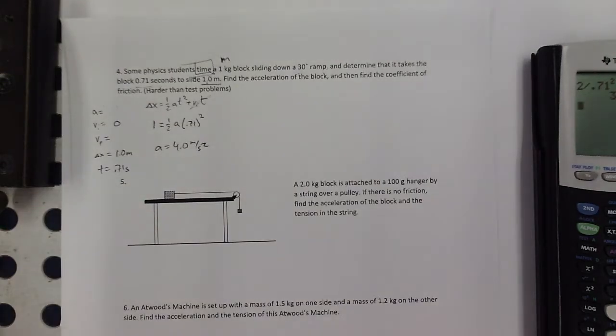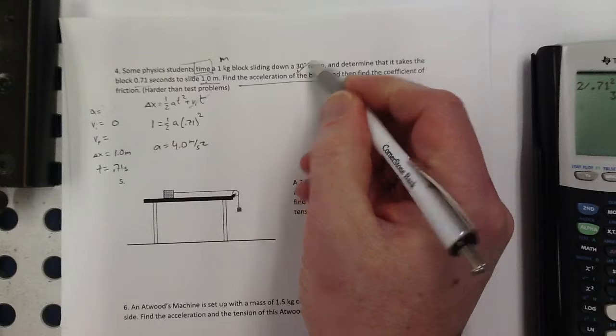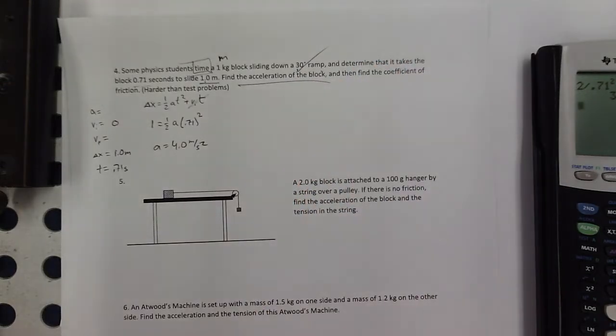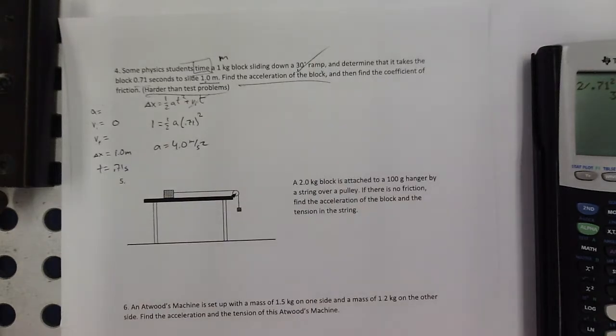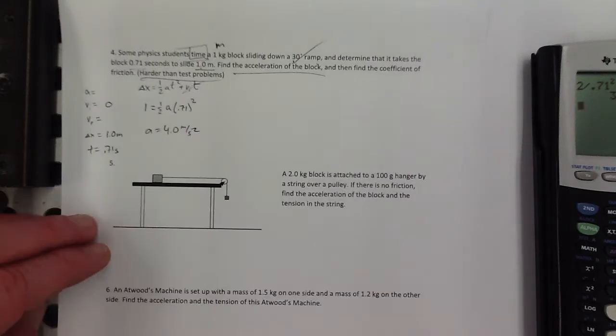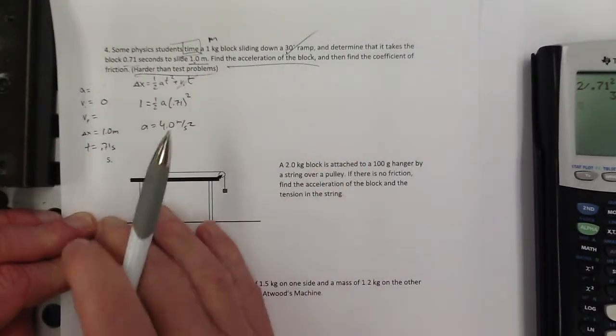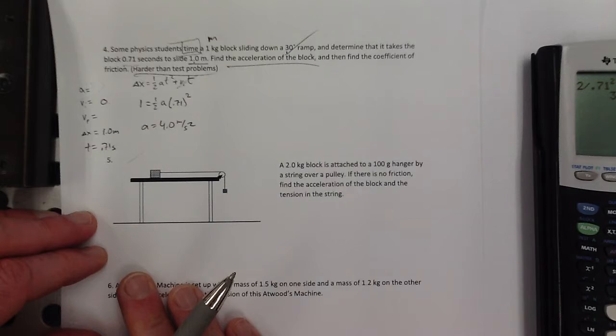Okay, so I know the acceleration now. That's what all that was about. Find the acceleration of the block. Check, did that. And then the coefficient of friction. This right here says this is a little harder than the problems that you can expect to see on the test. And seeing as I'm the person that made this sheet and I'm going to be the person who makes the test, I would agree with that. So, having to do all this kinematic stuff just to get the acceleration.